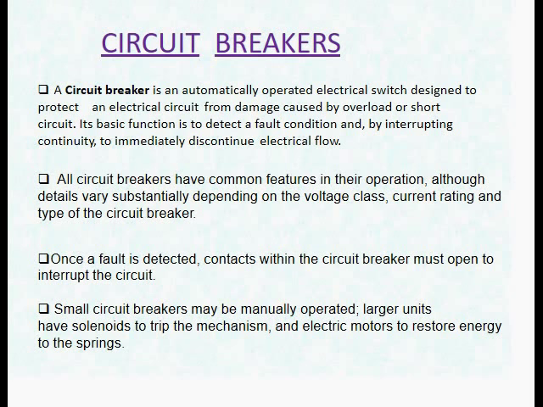Once a fault is detected, contacts within the circuit breaker must be opened to interrupt the circuit. A small circuit breaker may be manually operated. Larger units have a solenoid to trip the mechanism and an electric motor to restore energy to the spring. There is a spring in the circuit breaker which generally opens the contacts, the moving contacts and the fixed contacts, and then closes those contacts. Fixed contacts are fixed and only the moving contacts are movable.